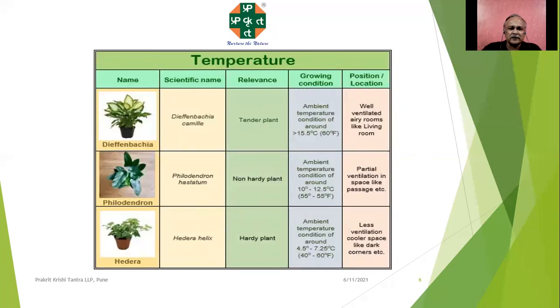Then next is the range of plants which can be grown, which require 10 to 12 or 15 degrees centigrade, that is just below this. So cool temperature, and they are not very hardy, but better than tender plants. And they can be placed in the passage or in such a place where ventilation is a little less.